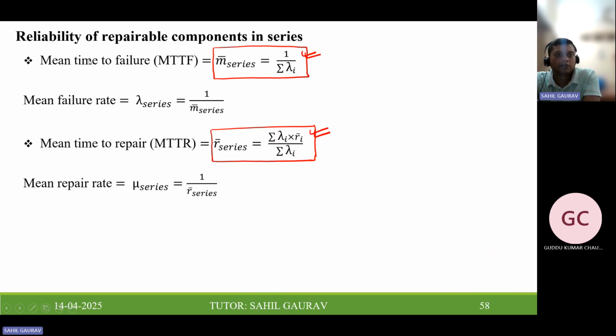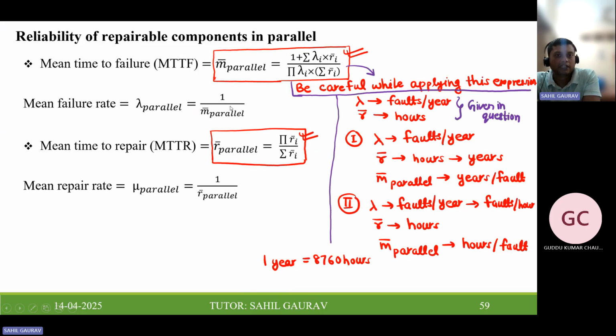Now reliability of a repairable component in series can be found with this expression, and for parallel we have to apply this expression. For parallel here, be careful because in the numerator and denominator we have to take care of the units. Units should be the same. If units are different, then there are higher chances that you will get the wrong answer.